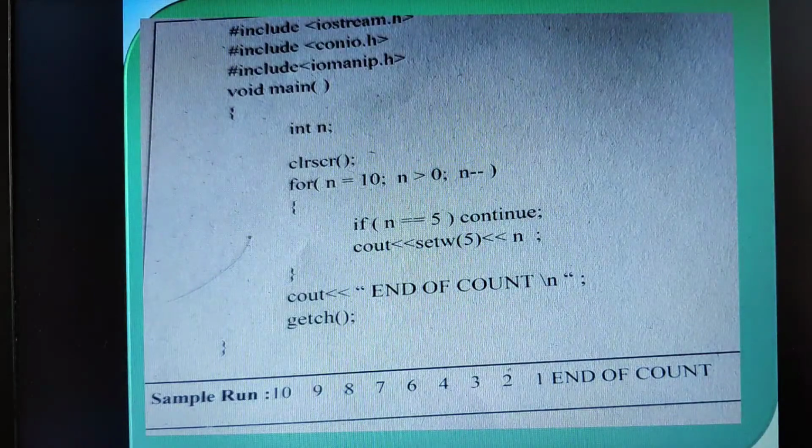Okay, now let me explain here. This is a program where we are using the continue statement. You see here, I have written the header files, and a variable of type integer has been taken, then clear screen. I have set the counter variable n. This time I have not taken i.